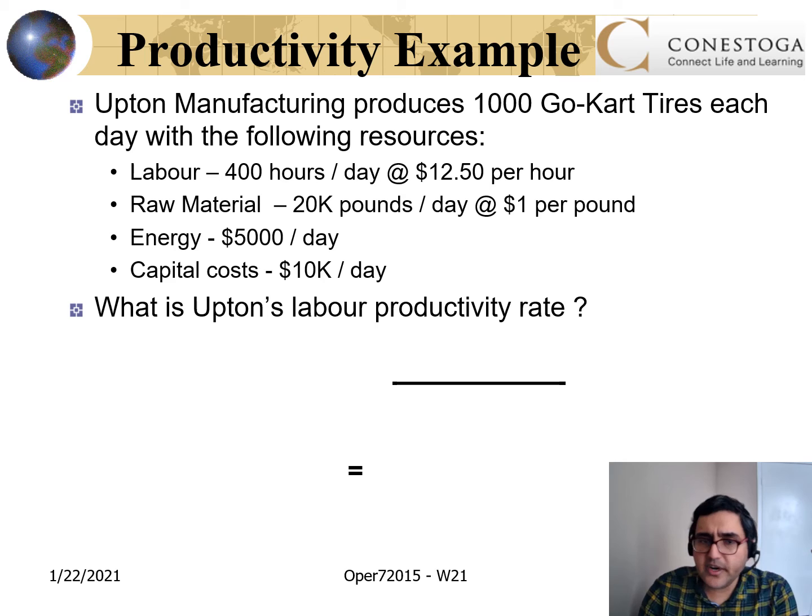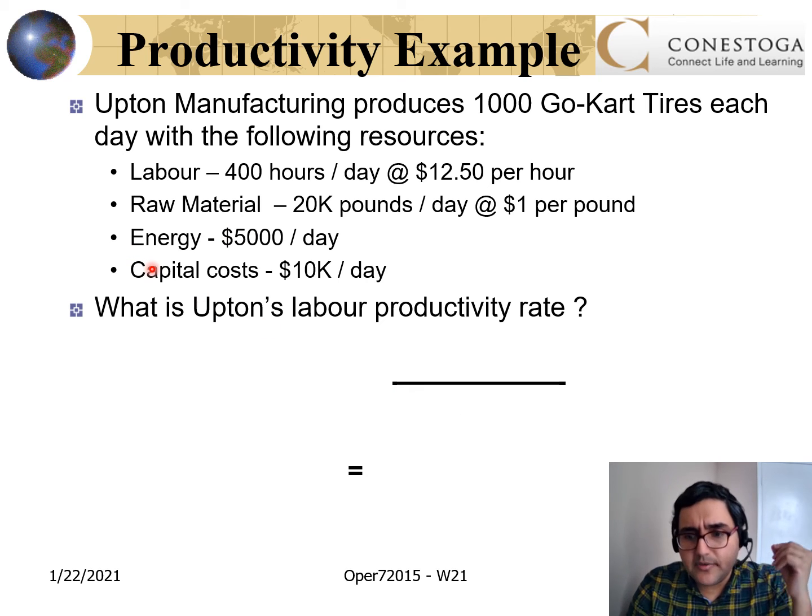Say, for an example here, there's a manufacturing company that produces around 1,000 go-kart tires each day, and we know there is labor. So for making an item, you need people. You also need the raw materials for that. You need energy, right? For making a tire, you need some raw materials, say rubber. You need energy.